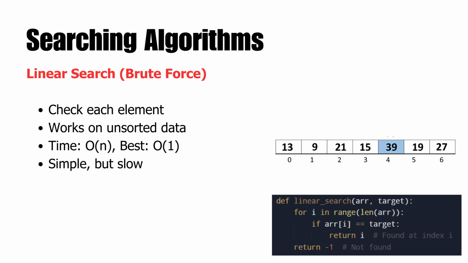The worst case time complexity is O of n, meaning it might need to examine every element. However, in the best case where the target is at the beginning, it's O of 1. It requires constant space and works on arrays, linked lists, or any iterable structure. While inefficient for large datasets, linear search is useful when data is small, unsorted, or when the target is likely near the beginning.